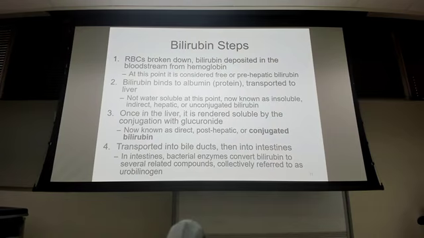So once it's conjugated, now it's water soluble, and it's going to be transported to the bile ducts and then into the intestines. Once in the intestines, what happens to bilirubin is bacterial enzymes come into play, and they convert it to several compounds. We won't need to know all of those except in later lectures. We'll talk some specifics. But collectively, after the conjugated bilirubin is transported and gets into the intestines, we're just going to call all of those compounds urobilinogen.